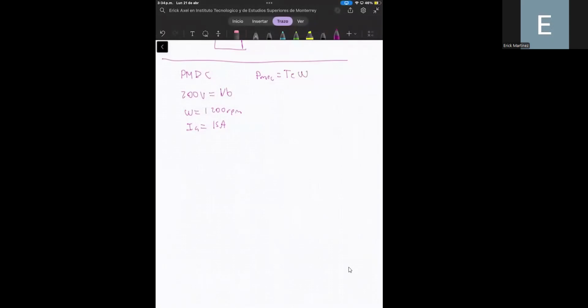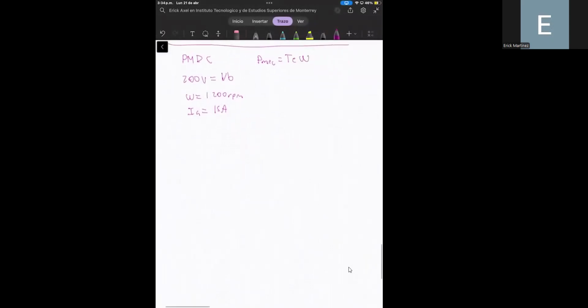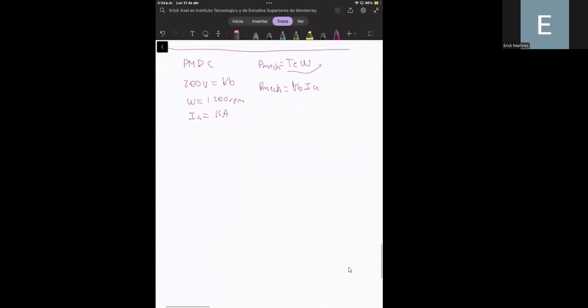If we want to compute how much mechanical power the DC motor is providing, we can use this equation. But also we know that the mechanical power can be computed by considering the back EMF voltage times the armature current. So if we take into account the armature current and the back EMF voltage, we can compute the mechanical power. But also the mechanical power is equal to the electromagnetic torque times the speed of the motor. In this case, we can equate these two relationships.